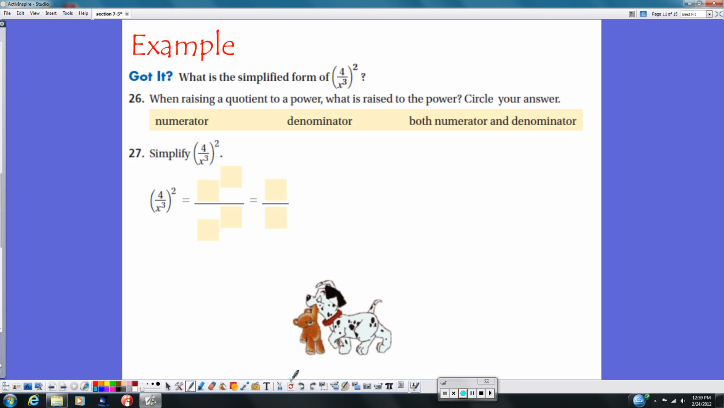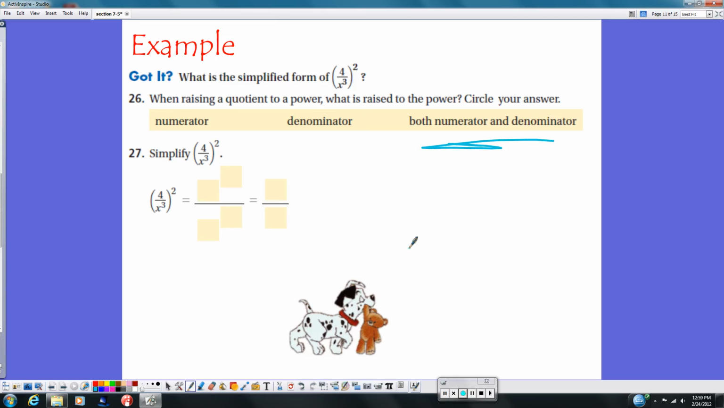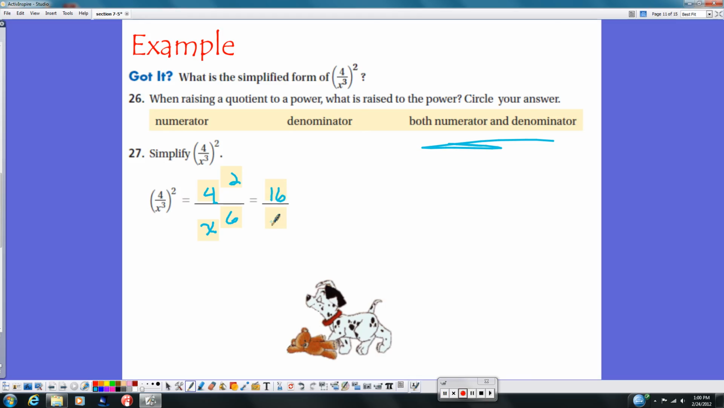Let's try an example. When raising a quotient to a power, what is raised to the power? Both the numerator and denominator. So for this one, we're going to have 4 to the 2nd. And we're going to take x to the 3rd to the 2nd, which is going to be x to the 6th, power to a power. So 16 over x to the 6th.